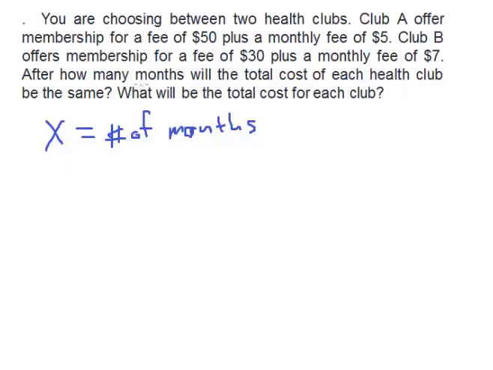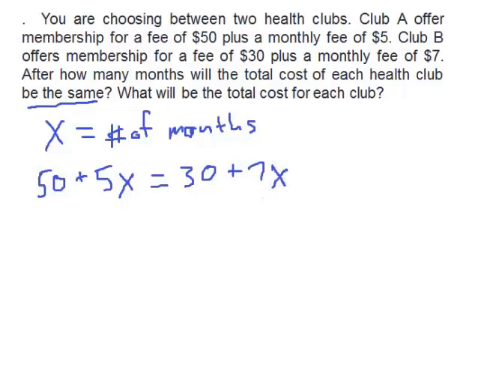So Club A has a membership fee of $50 plus a monthly fee of $5. That means $50 to start plus 5 times the number of months, because every month there's a monthly fee. So we're going to say 5x, which is 5 times x. That is the same as Club B. Remember, the question was, when will the total cost be the same? So this equals Club B, which is $30 initially, plus 7 times the number of months, because it was $7 a month.